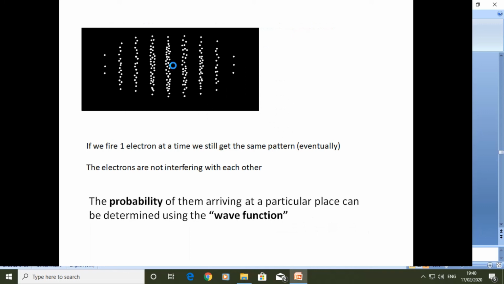Very, very interestingly, if we fire one electron at a time, we still get the same pattern eventually. It takes a while to build up, but this shows that the electrons aren't interfering with each other. The probability of them arriving at a particular place can be determined using the wave function. In other words, for every particular point on the screen, there's a probability that they will arrive there. And to work out what that probability is, we use this wavelength, the wavelength of the electron.